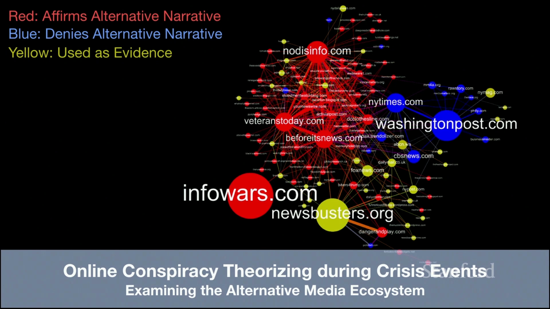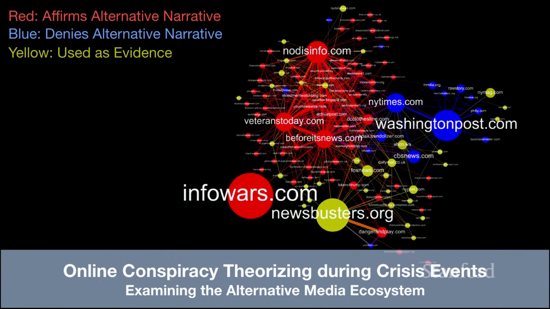And this is kind of a view of that map. I don't have a lot of time to unpack it, but essentially the sites in red here were the ones that supported the conspiracy theorizing and explicitly contained content mentioning these conspiracy theories of crisis events. The sites in blue tried to actively debunk these conspiracy theories. I'm not sure it worked, but they tried.